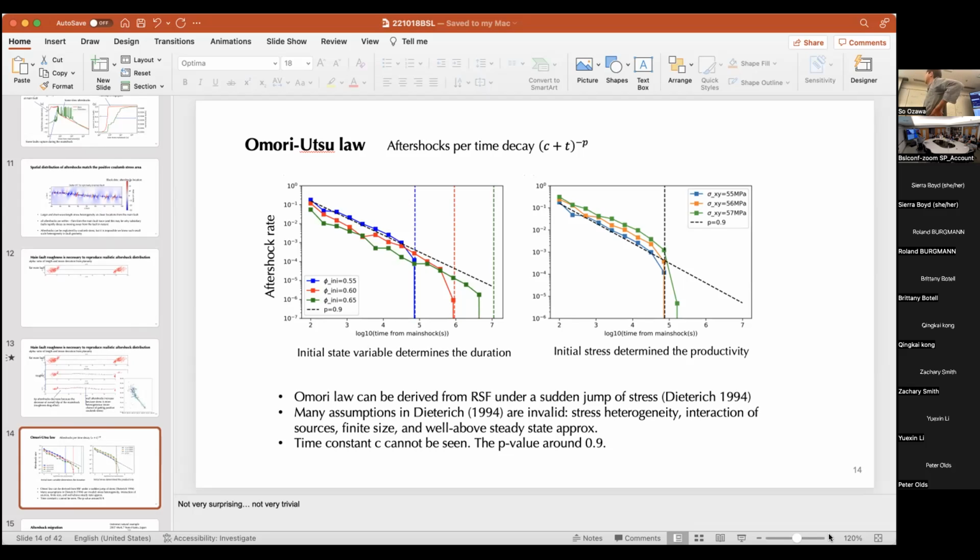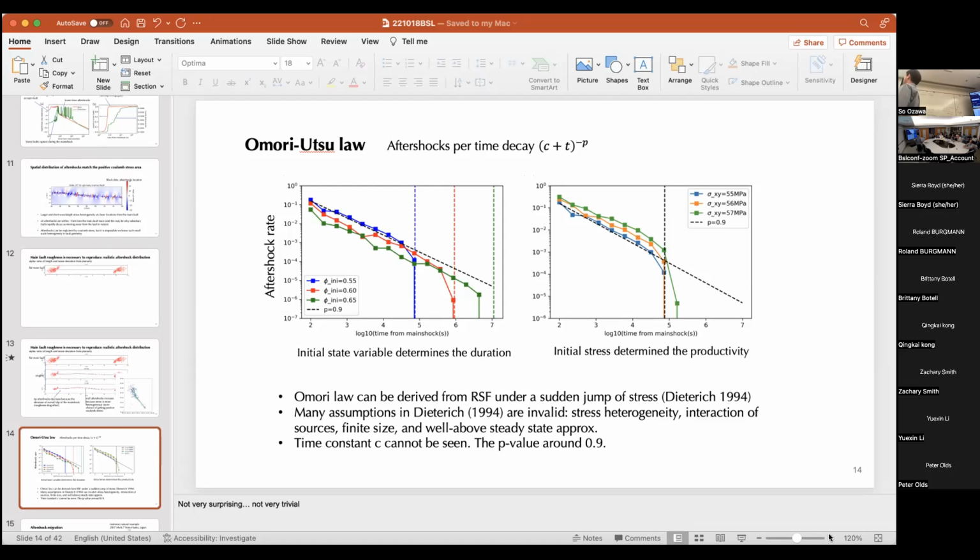In this left panel, I changed the initial state variables of the subsidiary faults. If their initial state variable is high, the aftershock duration tends to get longer. And in the right panel, I am varying the initial shear stress. If the initial shear stress is higher, they tend to have more productivity. So this is kind of a parameter study.